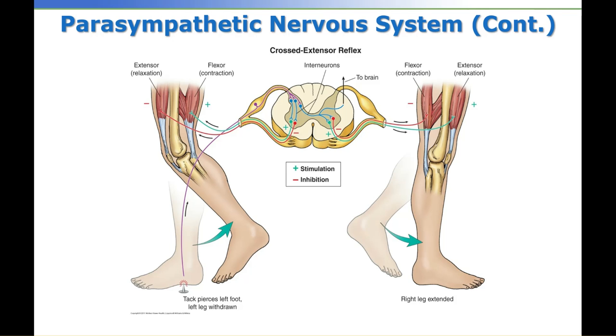Sensory neurons branch to each side of the cord to activate interneurons in the gray matter. Interneurons synapse with the motor neurons innervating both flexor and extensor muscles in each leg. Inhibition and stimulation of the appropriate leg flexor and extensor muscles cause concurrent rapid extension of the uninjured limb and flexion to remove the injured limb. Interneuron connections simultaneously activate neural pathways that transmit information to the appropriate sensory areas of the brain where the pain is felt. It's very interesting.